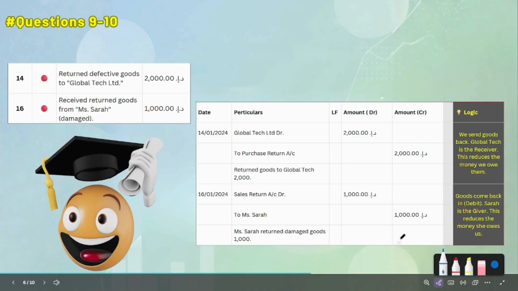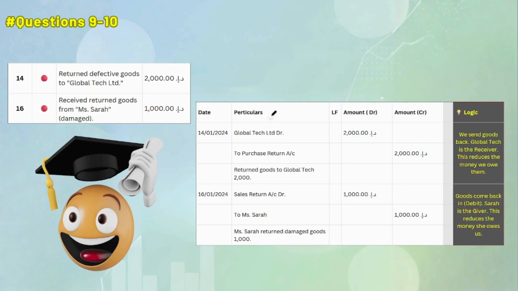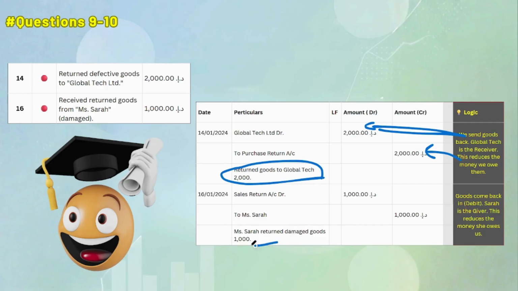Sometimes things go wrong. Let's talk about returns. On January 14th, we realize some goods from Global Tech are defective, so we send $2,000 worth back. We debit Global Tech because they're receiving the goods back, and this reduces what we owe them. We credit purchase return.